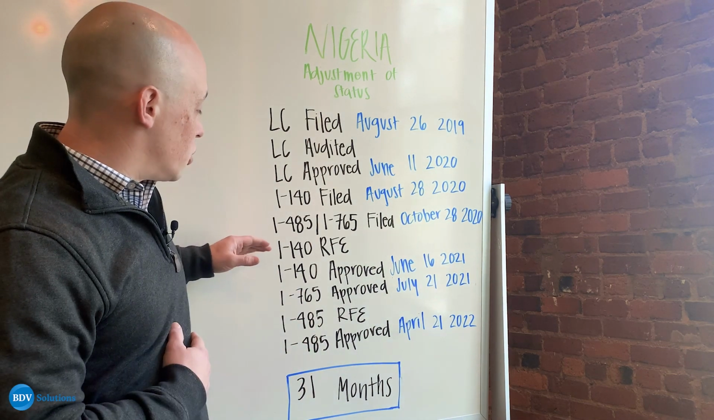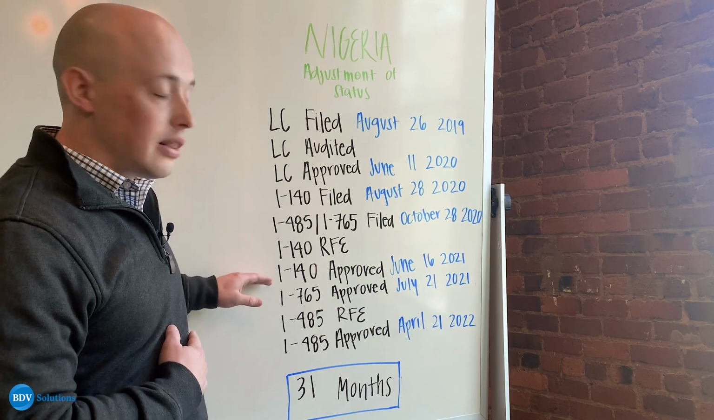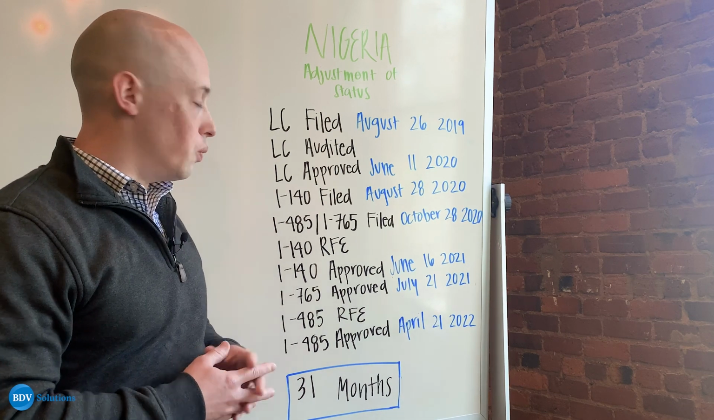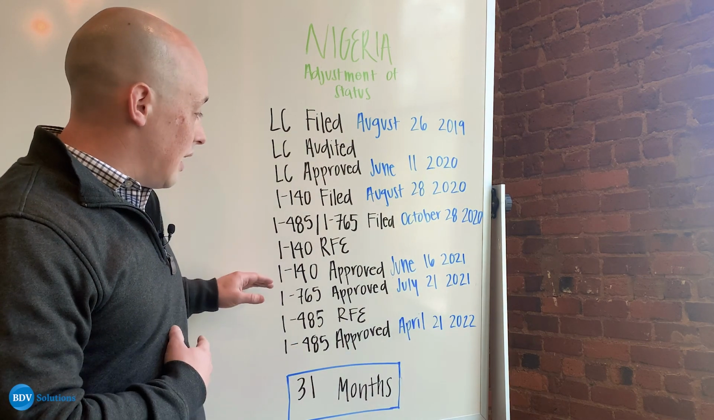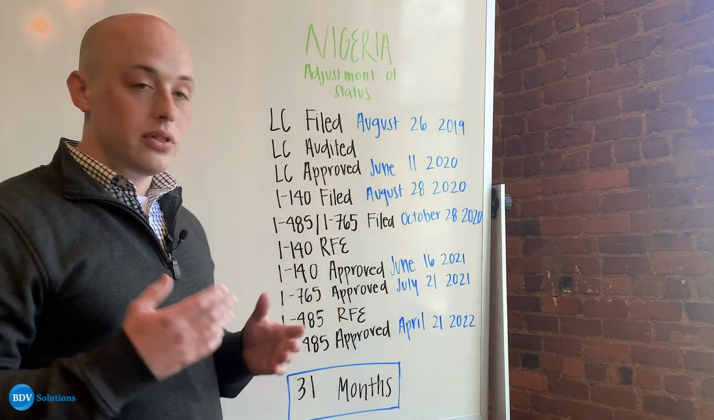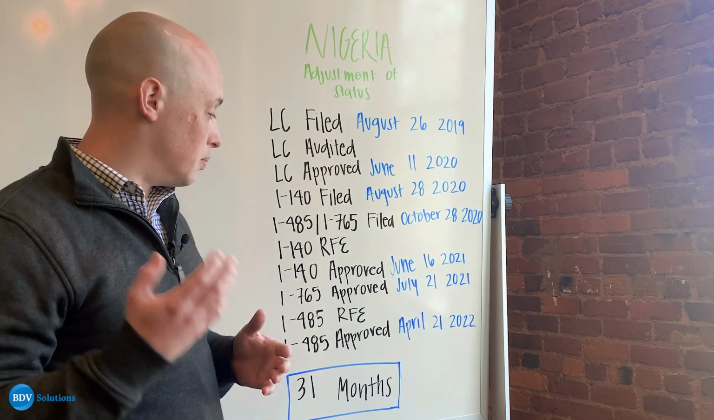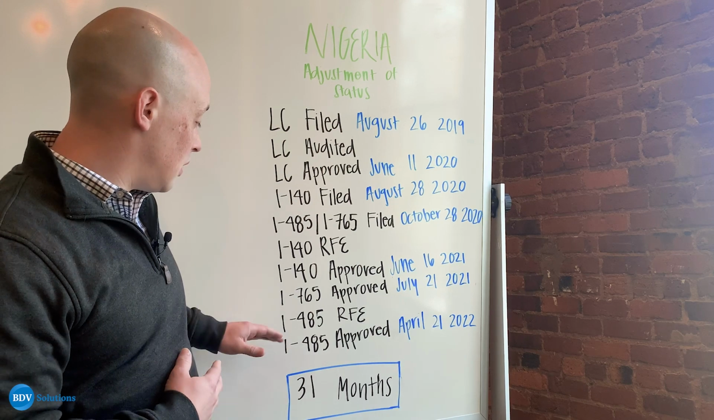And so you can see shortly after the RFE was sent, the I-140 was approved already in June of 2021. Very quick, relatively painless, and then very shortly thereafter, the I-765 was approved, which means you are then authorized to begin work legally in the United States, a really big deal.